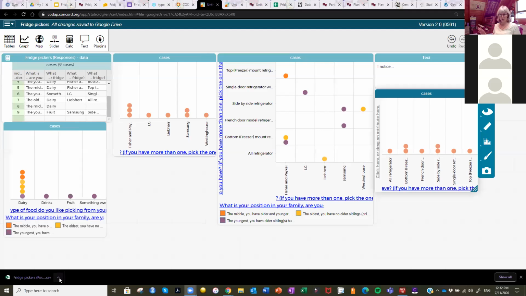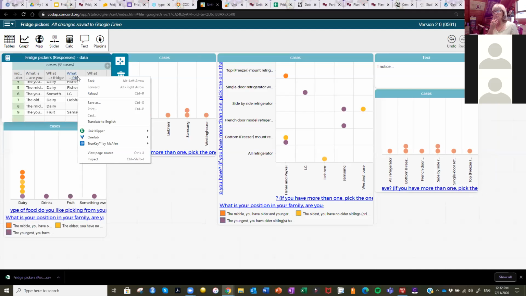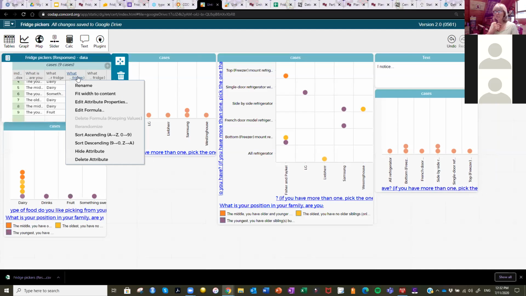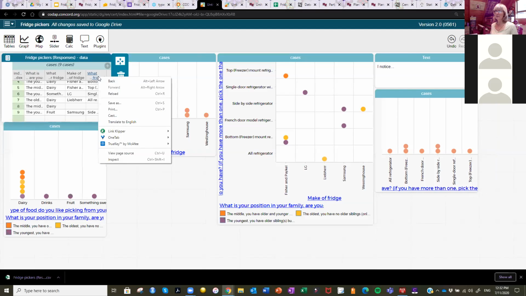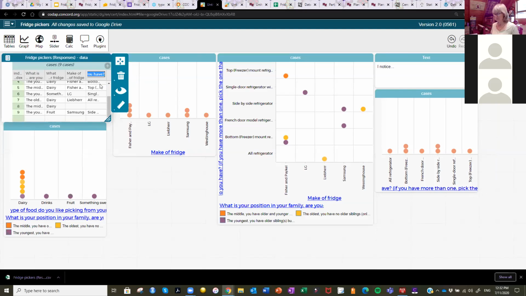Okay, so I'm just going to show a couple of little things. For example, I'm not really enjoying this big long thing that's got the big long label. So I can click on the attribute and rename it, and I'm going to call this "make of fridge", so it's a little bit clearer on my graphs. You'll see that when I changed it, the label has changed on my graph. And on this one here, I'm going to rename that to "type of fridge". And you can see again, the type of fridge has changed on those ones where I have.